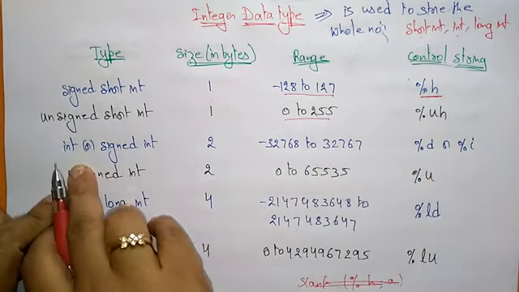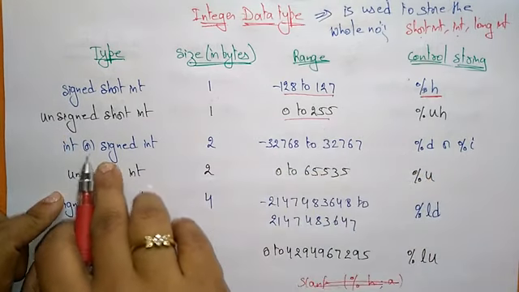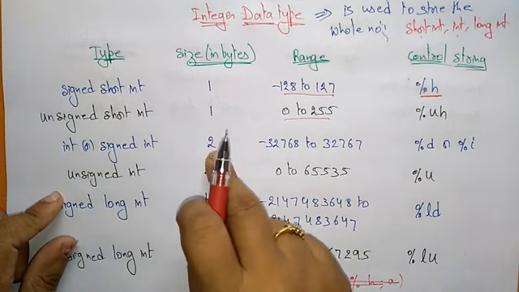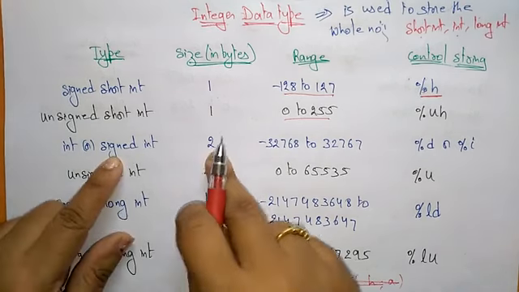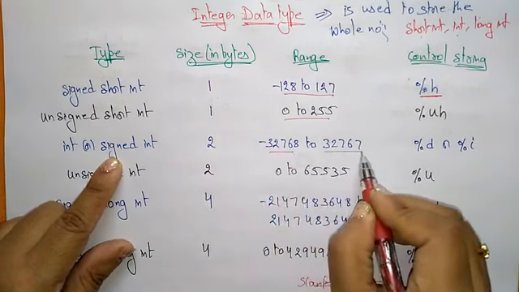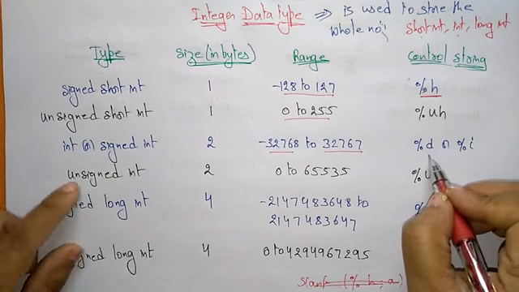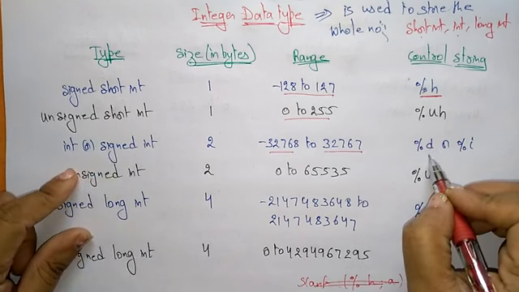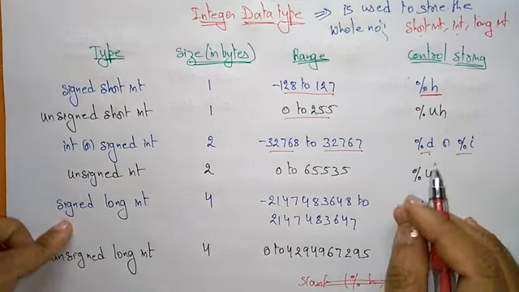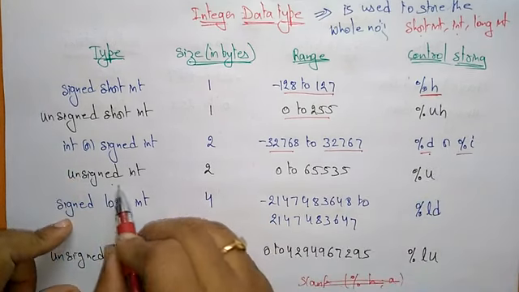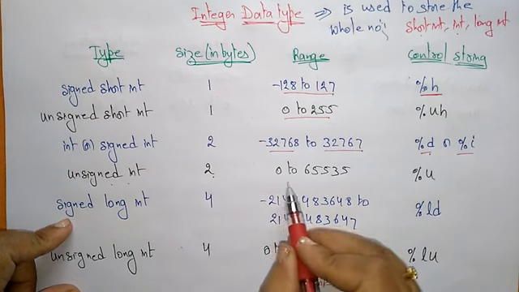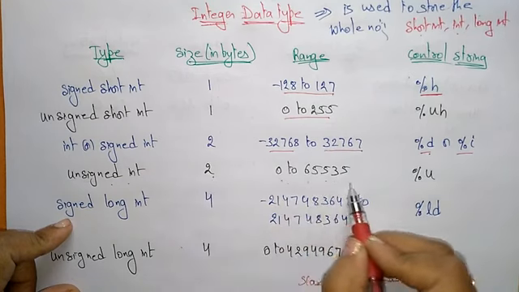Now coming to the integer, which you can also call a signed int. The size is 2 bytes, and the range is from -32768 to 32767. The control string used for the signed integer, or simply integer, is %d or %i. Now coming to the unsigned int. The size in bytes is 2, and the range is from 0 to 65535.